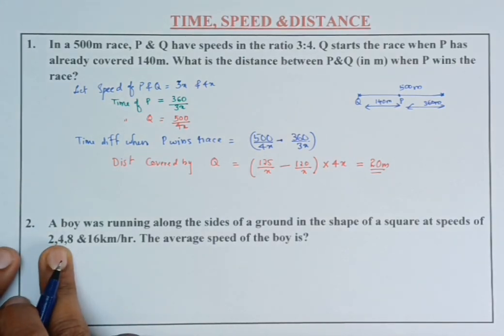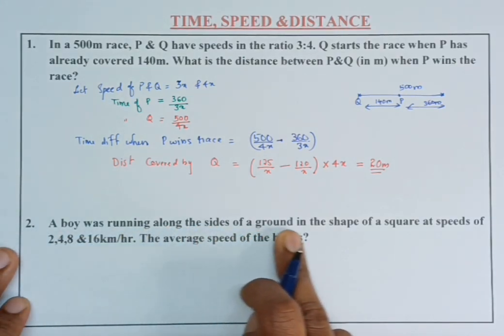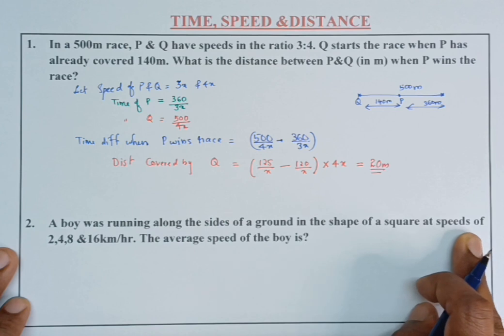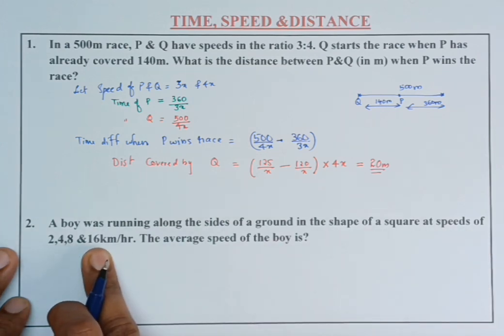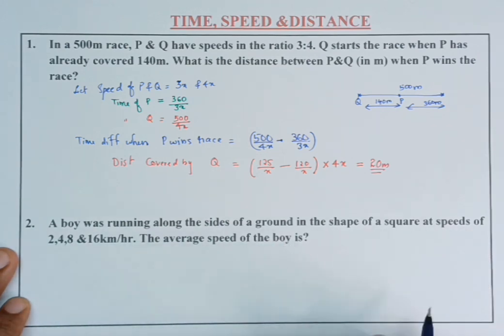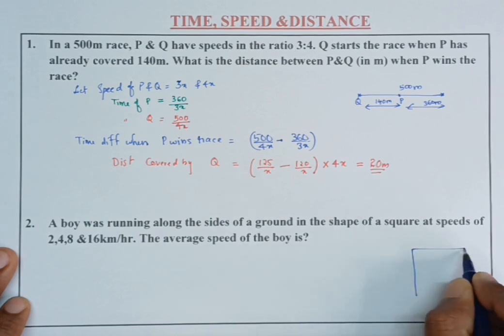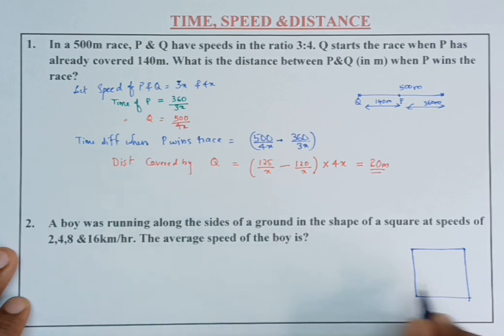Now let's attempt the second question. A boy was running along the sides of a ground in the shape of a square at speeds of 2, 4, 8 and 16 km per hour. The average speed of the boy is. It was given that the shape of the ground is a square.